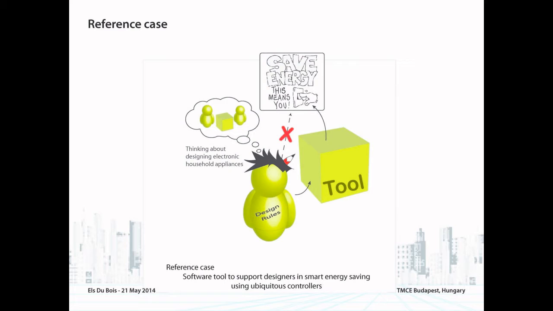The case we use is a complex interactive software tool that supports designers in smart energy saving using ubiquitous controllers. Current electronic household appliances are not optimal in terms of energy efficiency, and despite the existing technologies to optimize them, it is hard for designers to know what sensors and what actuators are useful in their products. This software aims to support designers in finding the best energy-saving solutions at an achievable cost.